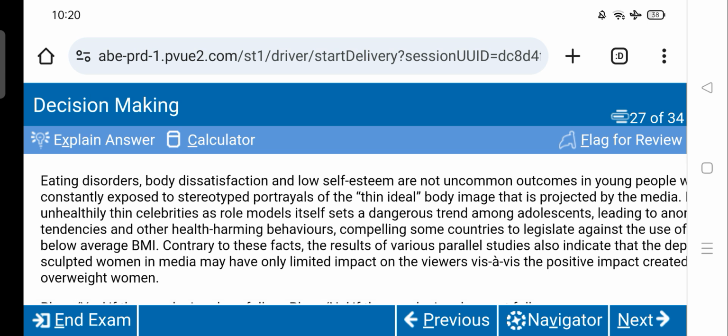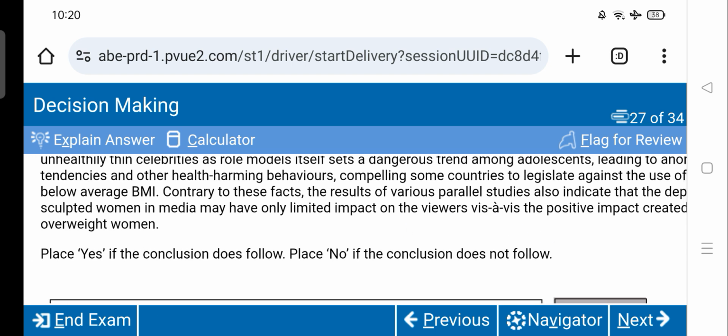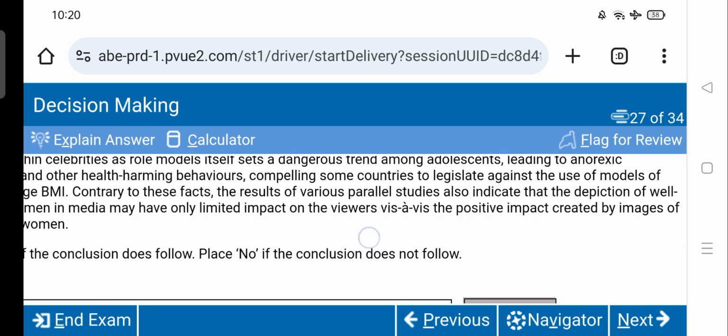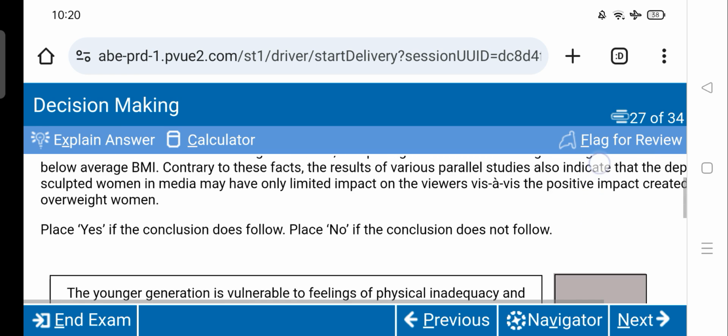of below average BMI. Contrary to these facts, the results of various parallel studies also indicate that the depiction of well sculpted women in media may have only limited impact on the viewers, whereas the positive impact created by images of overweight women. Please guess if the conclusion does follow. Please know if the conclusion does not follow.